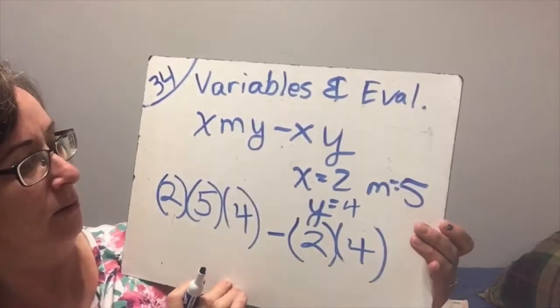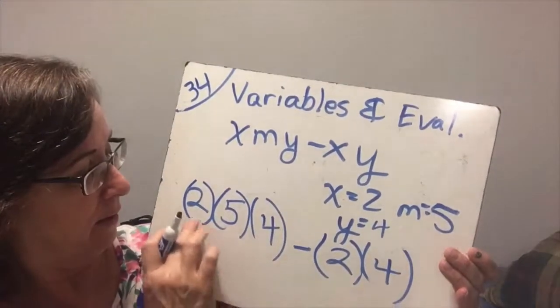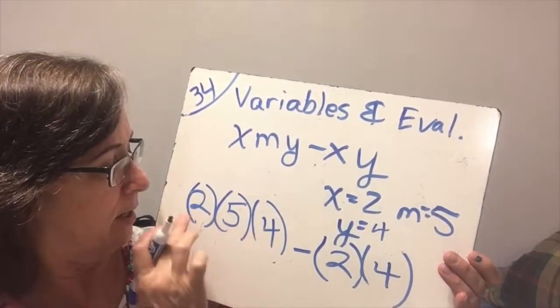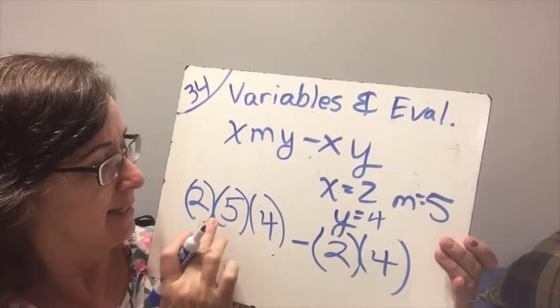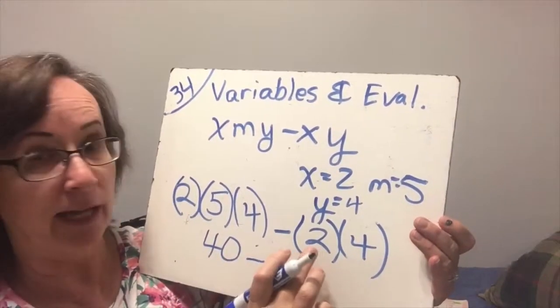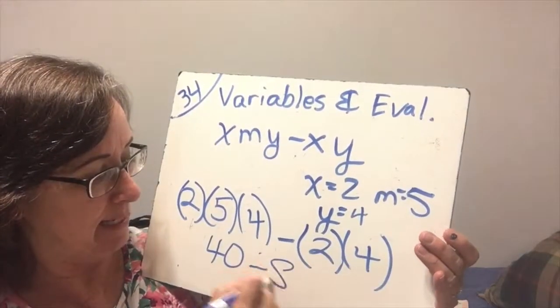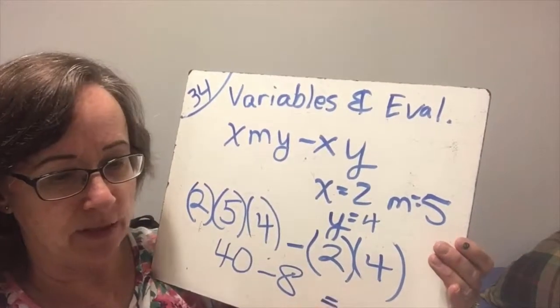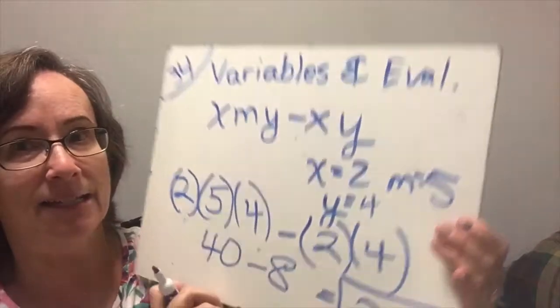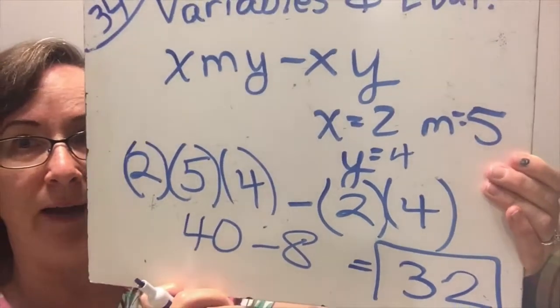Okay, so now, what is the answer? We start left to right, and we have a multiplication right here. 2 times 5 is 10. 10 times 4 is 40. And 40 take away 2 times 4, which is 8. 40 take away 8 is 32. And that is the answer to example number 2.